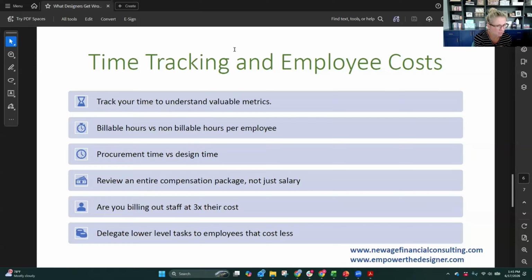Oh, somebody asked a great question. If I do everything myself except for drafting, what should I shoot for as an annual profit on design fees? That's a great question. It's a hard question to answer in black and white.